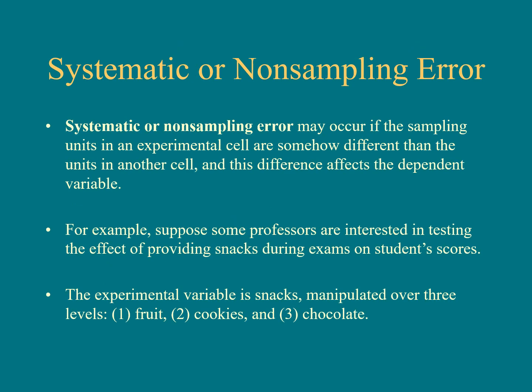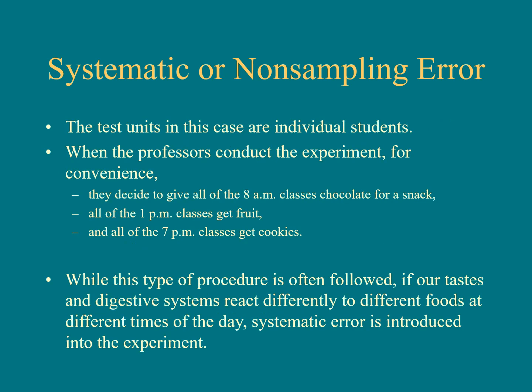Systematic or non-sampling error. Systematic or non-sampling error may occur if the sampling units in an experimental cell are somehow different than the units in another cell, and this difference affects the dependent variable. For example, suppose some professors are interested in testing the effect of providing snacks during an exam on student scores. The experimental variable is snacks, manipulated over three levels: number one, fruit; two, cookies; and three, chocolates. The test units in this case are the individual students.